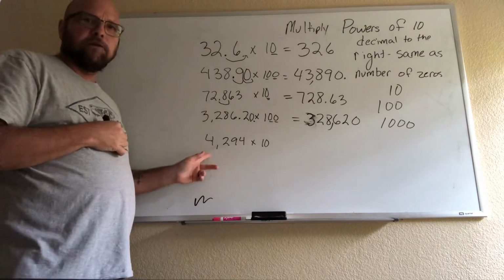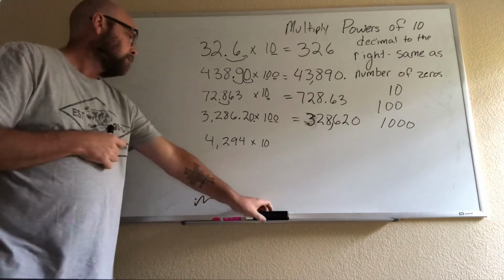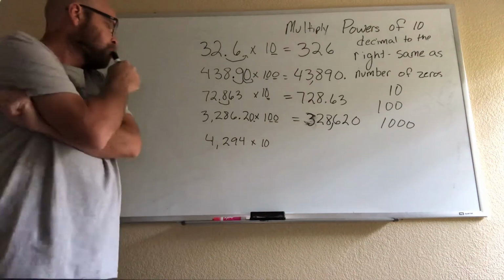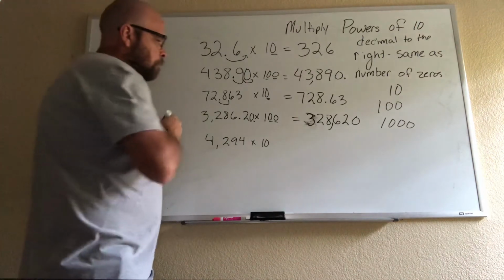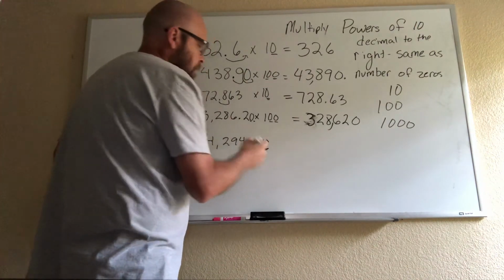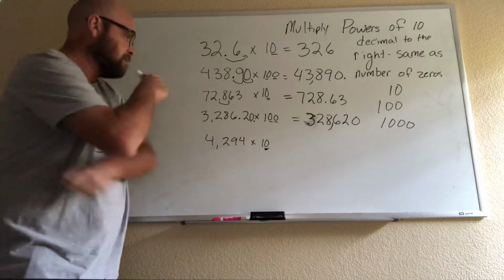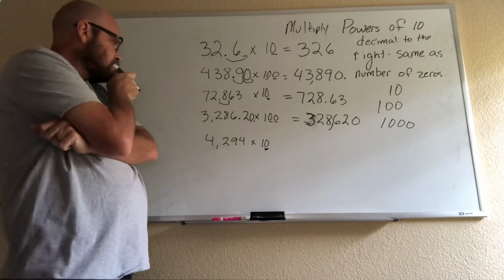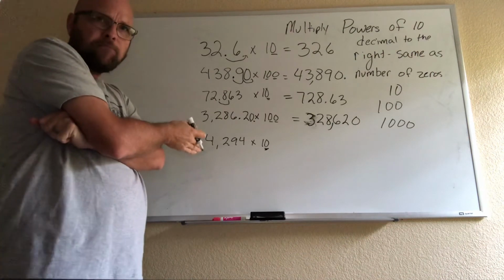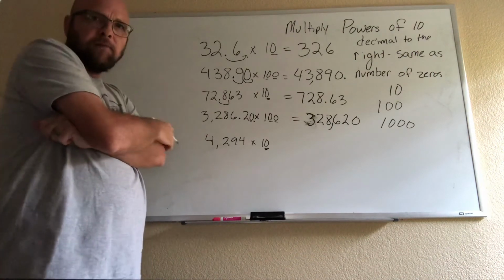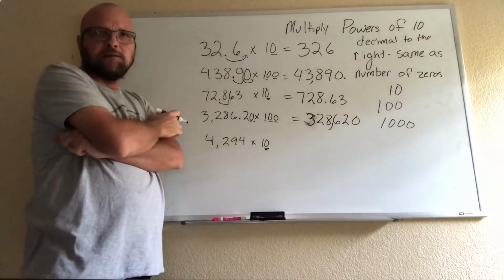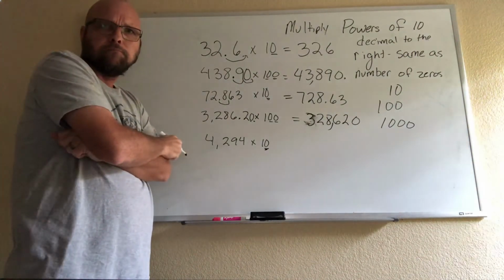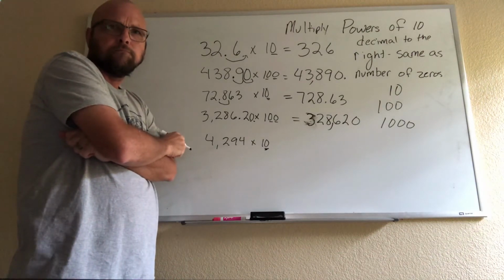All right, now this lovely number here, we have 4,294 times 10. So since I'm multiplying by a power of 10, I need to move my decimal point to the right. And as I look at it, I don't see a decimal point. So Amara, can you tell me what number's in my ones place in this problem? Right now, it's a 4.